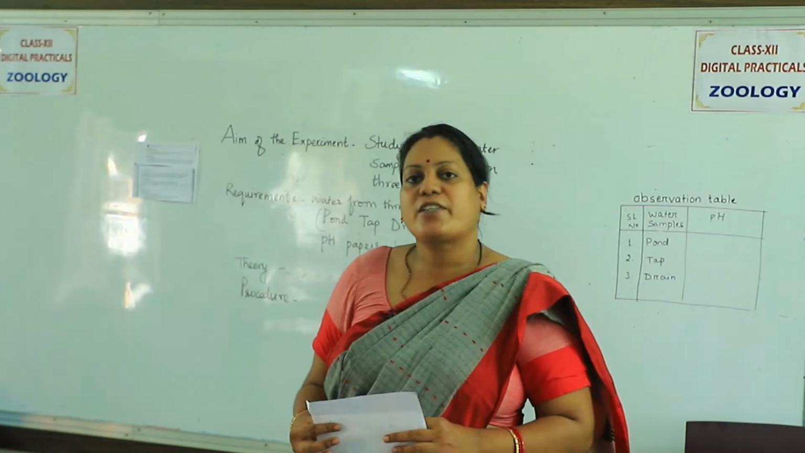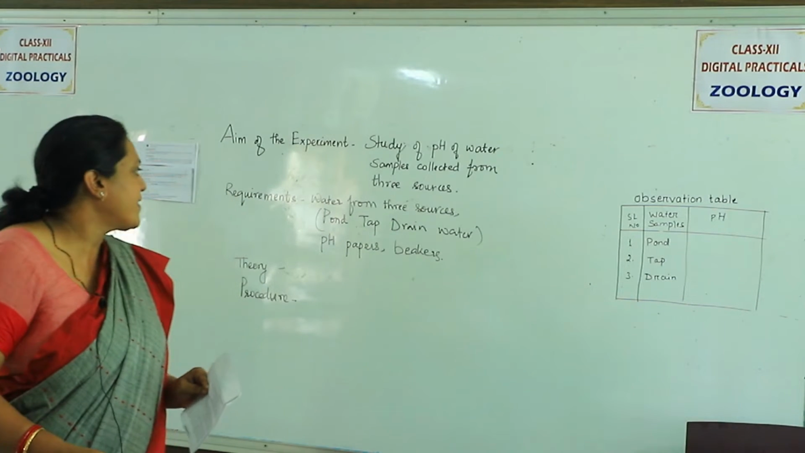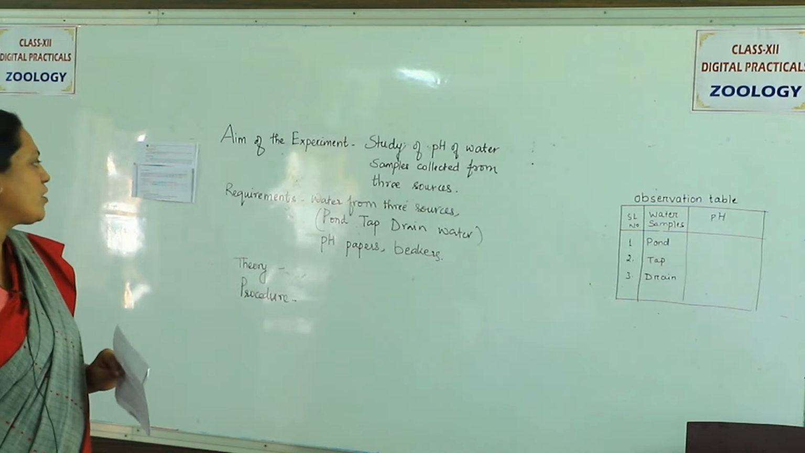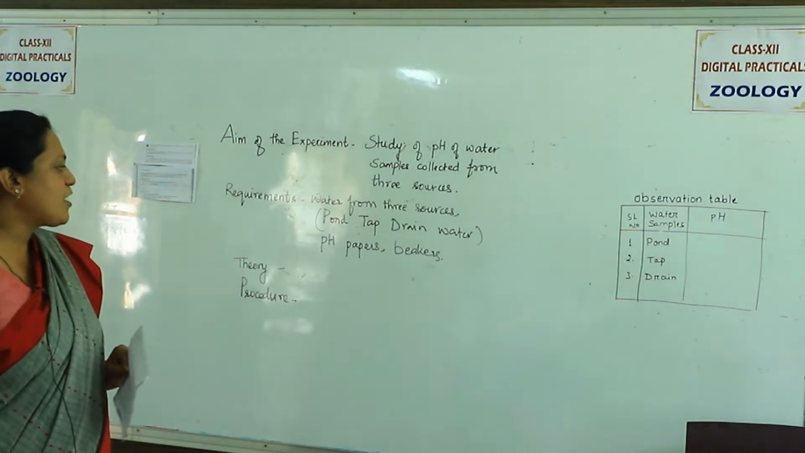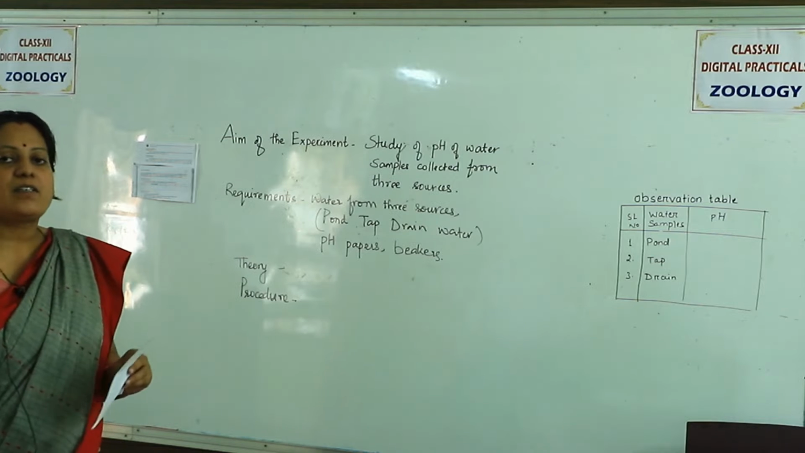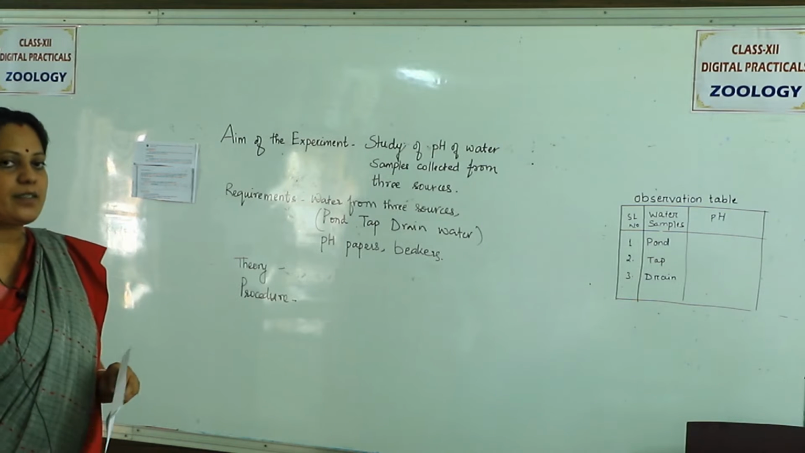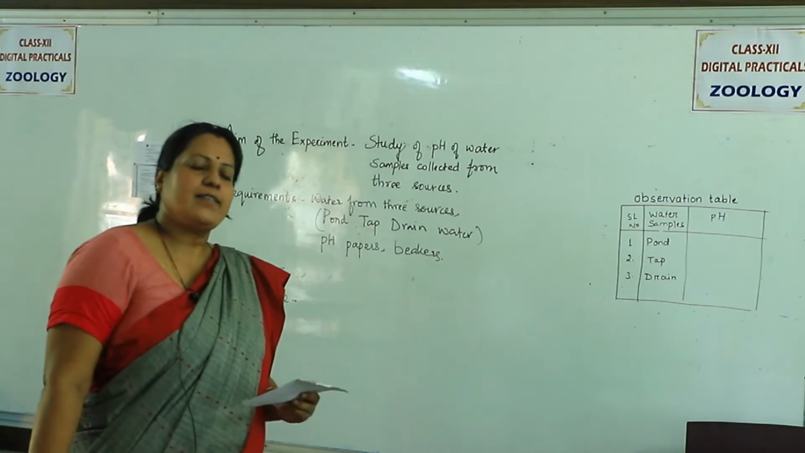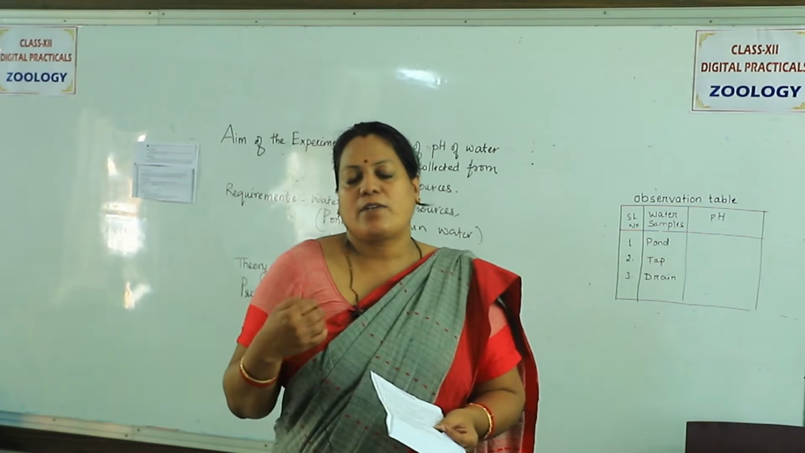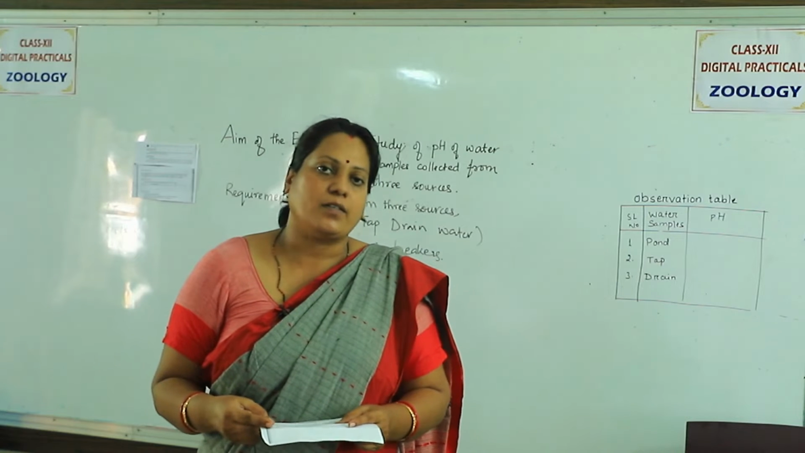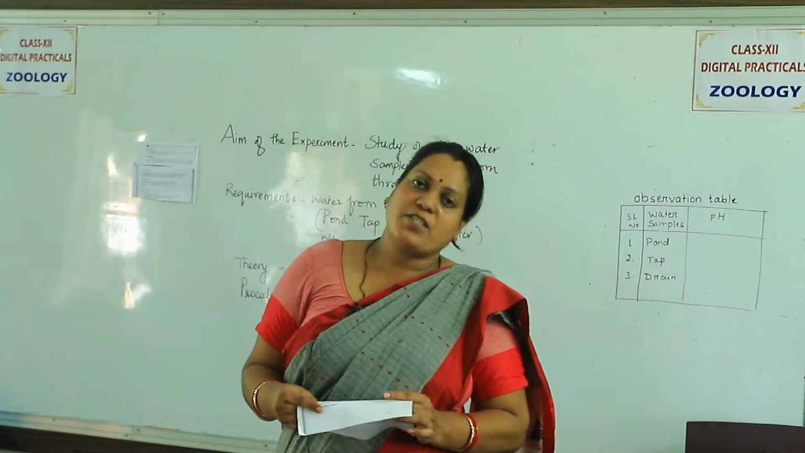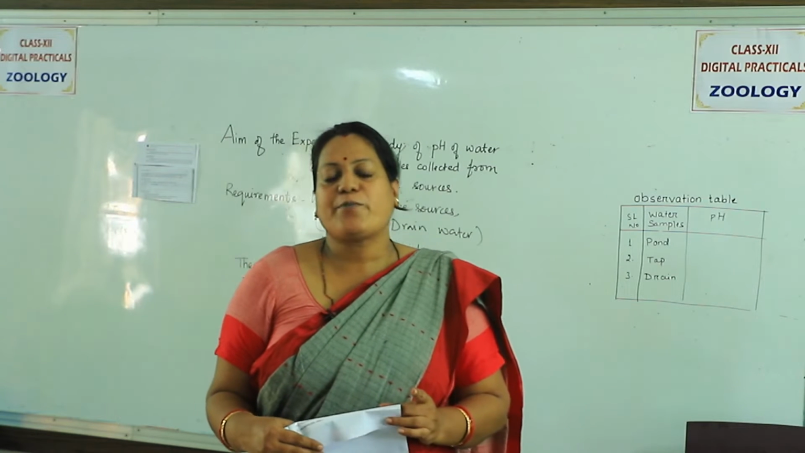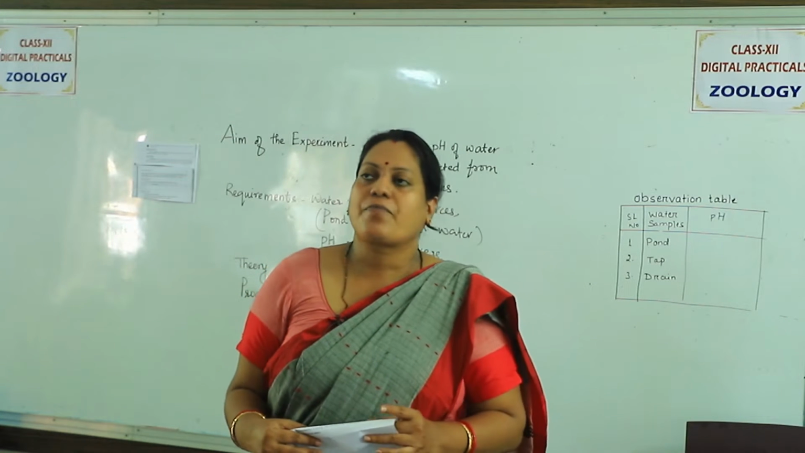Now the requirements for this experiment are, as you can see, the water from the three different sources: pond water, tap water, drain water. The pH papers will be required. Beakers or test tubes you can take for the sample waters for pH testing. Now let us learn a little bit about the properties of water, which comes under the theory of the experiment, because after the aim and materials required, we write the theory.